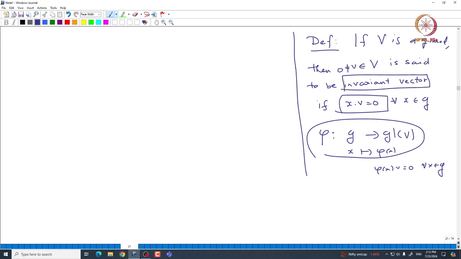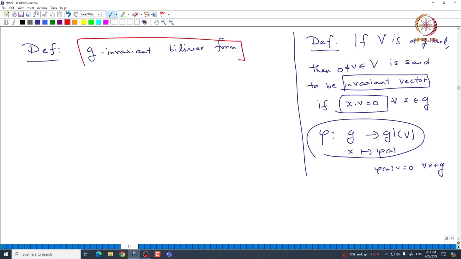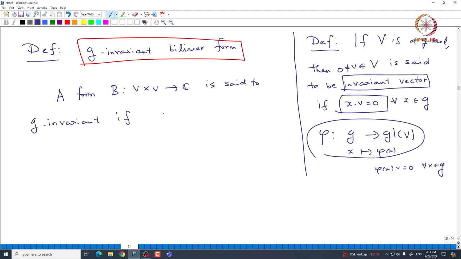Now using this terminology, one can define what is called an invariant bilinear form. So here is the definition: a G invariant bilinear form, which is a very, very important notion. It is just a bilinear form which is an invariant vector of the natural module BIL of V. A form B from V cross V to C is said to be G invariant if this is indeed an invariant vector for the representation BIL of V. If we rewrite that, it means x·B should be 0 for all x in G.